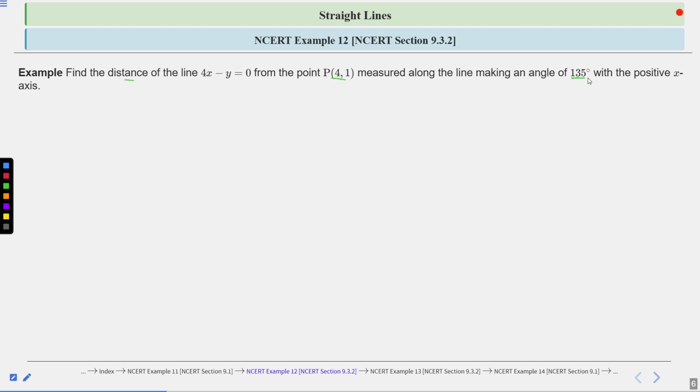Okay, so what we have to do here, we have to find the distance of this line from the point 4 comma 1. So students, first of all, try it yourself. You have 30 seconds to try to solve this question, then we will solve this question.